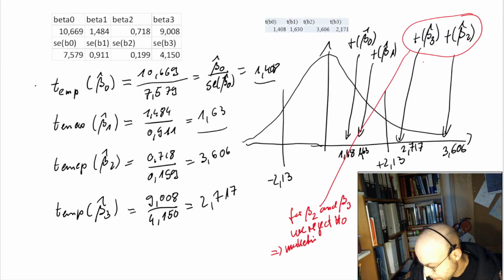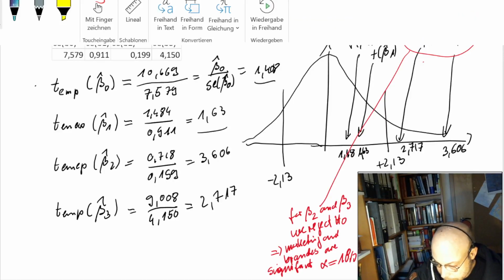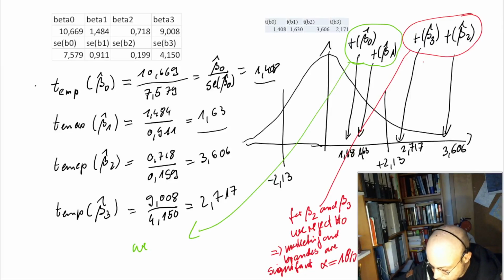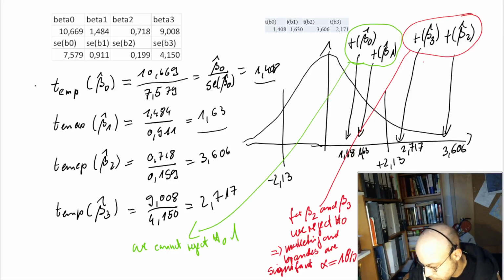So marketing and branches are significant to a level of alpha equals 10%, and since for these two variables we are lower than the theoretical value 2.13, we cannot reject H0 for a level alpha equals 10%.